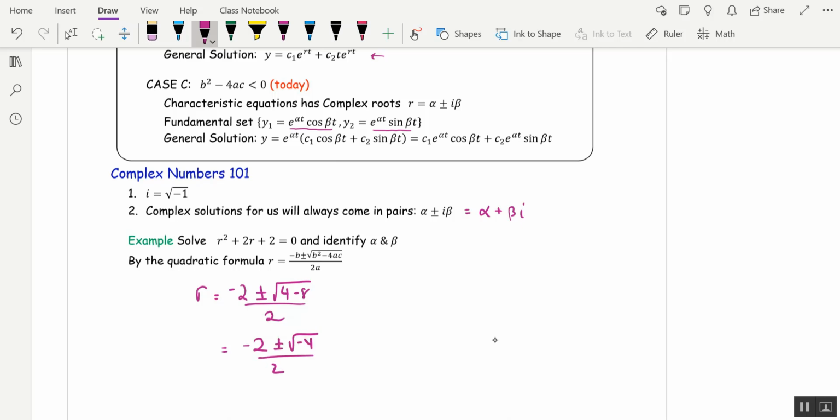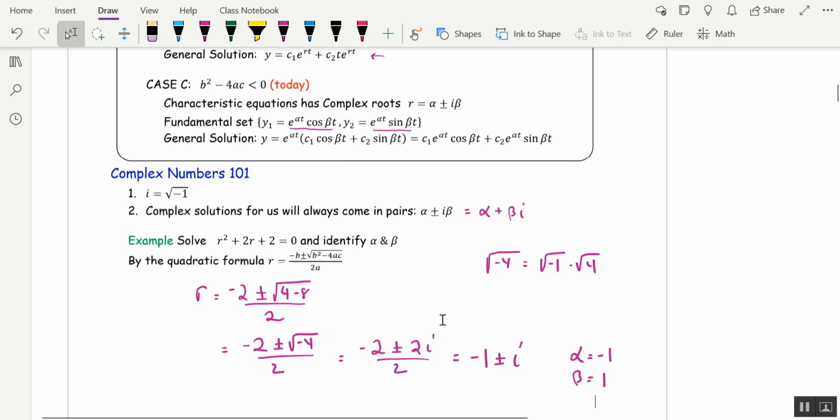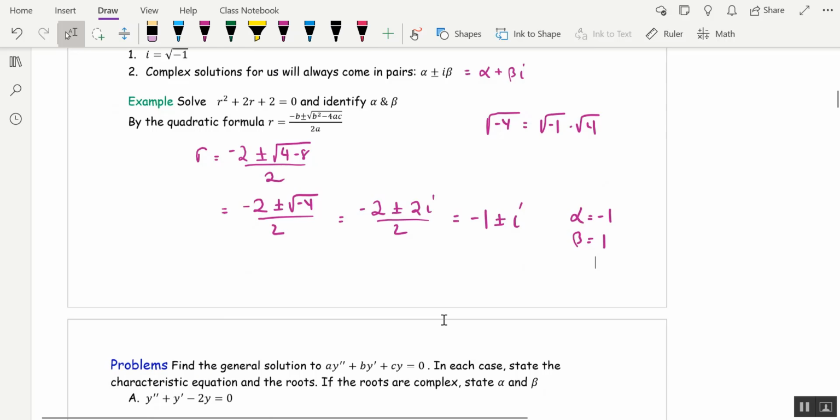Now, -4 is 4 times -1. So it's the square root of -1 times the square root of 4. So that's 2i. So this is -2 plus or minus 2i over 2. And finally, divide each of these by 2 to get -1 plus or minus i. So our alpha is -1 and our beta is 1. Okay, so let's jump in and do some differential equations.